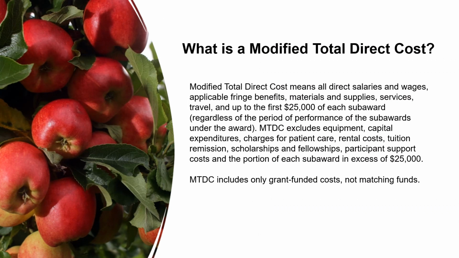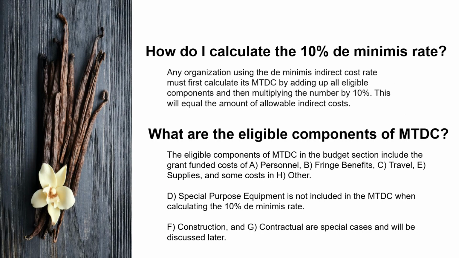What is a modified total direct cost? More information on the MTDC can be found in the request for proposals. Keep in mind that modified total direct cost includes only grant-funded costs, not matching funds. We'll dive deeper into this in the upcoming slides. At this point, you may be wondering how to calculate the 10% de minimis rate. Any organization using the de minimis indirect cost rate must first calculate its modified total direct cost by adding up all eligible components and then multiplying the number by 10%, and that will equal the amount of allowable indirect costs.